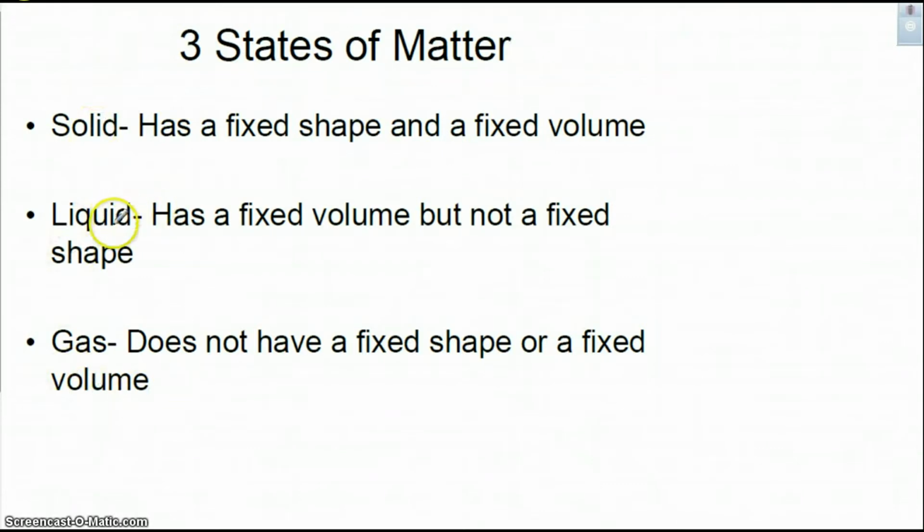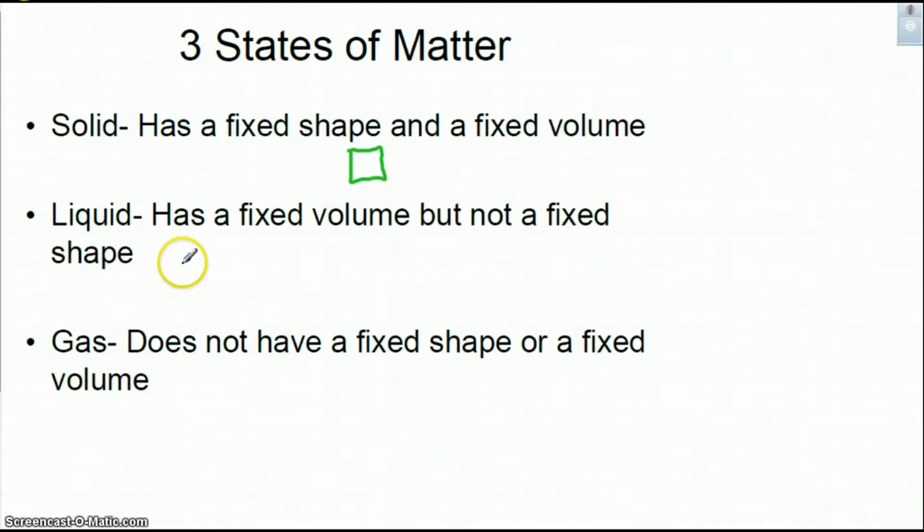Okay, so we know that there are 3 states of matter. What you need to know about solids, liquids, and gases is here. Solids have a fixed shape and a fixed volume. So what that means is you have a solid, okay? You cannot change how much space that solid is taking up. If you crush it, it's still going to take up the same amount of space. Solids also have a fixed shape, meaning unless you're changing it physically, it's going to keep its same shape.